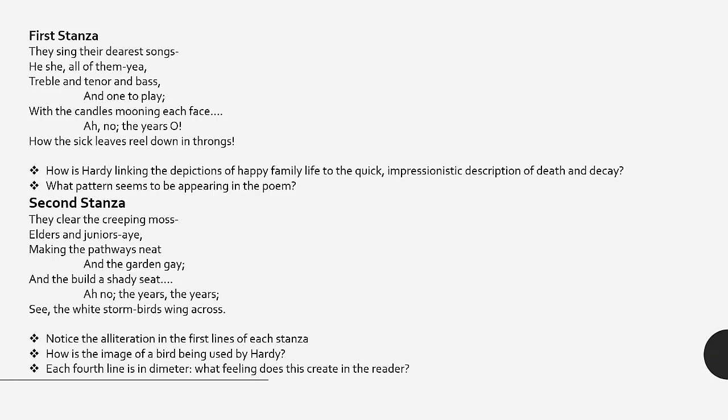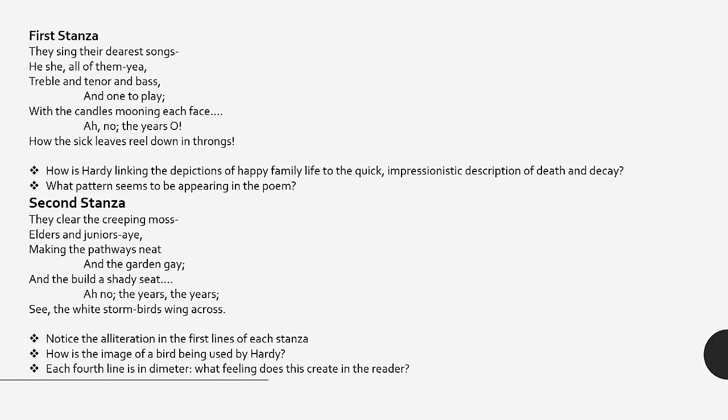Whenever there's a sudden change in a poem, that's when you should pay attention. Each 4th line is in dimeter, meaning that it only has 2 feet, or 2 stresses. This unexpected change sounds unfinished, as if the line is falling short of something. It may even suggest disappointment. The whole poem is meticulously symmetrical in many ways.